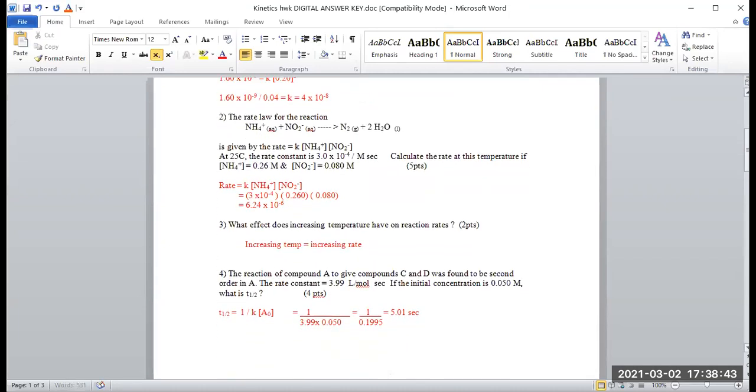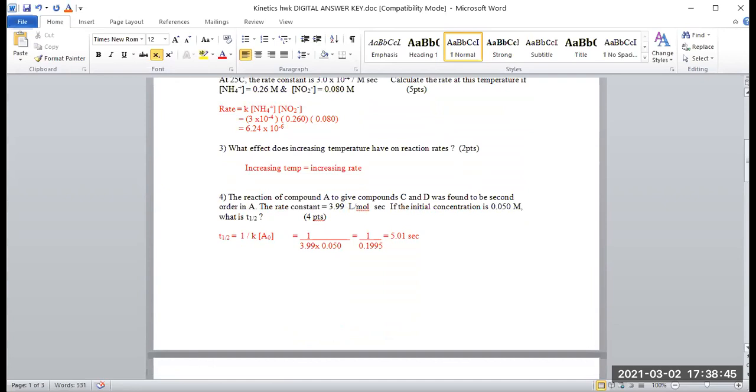Then we have a conceptual question. What happens if you increase temperature? As a general statement, that increases your rate.